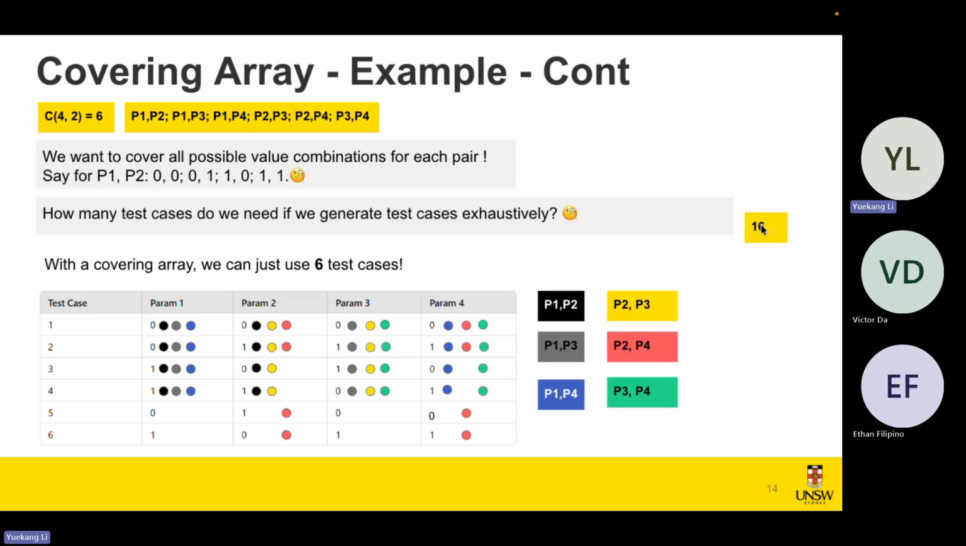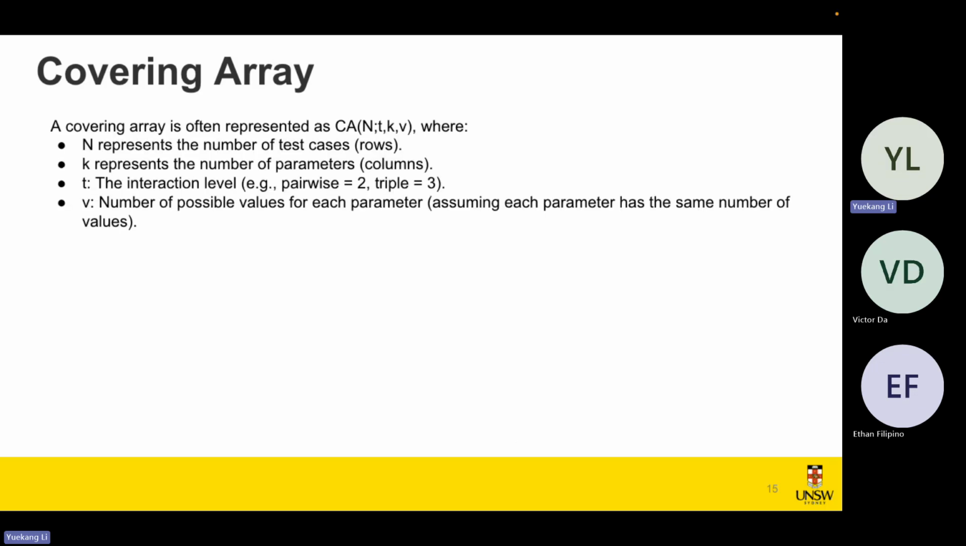So instead of trying out all the possible combinations or all the values that could be used, we can actually use 6 representative test cases to cover all the potential pairwise patterns we can have, right? So this is why we need to calculate this covering array. It can help us to reduce the size of the test suite we have. So this is the covering array.